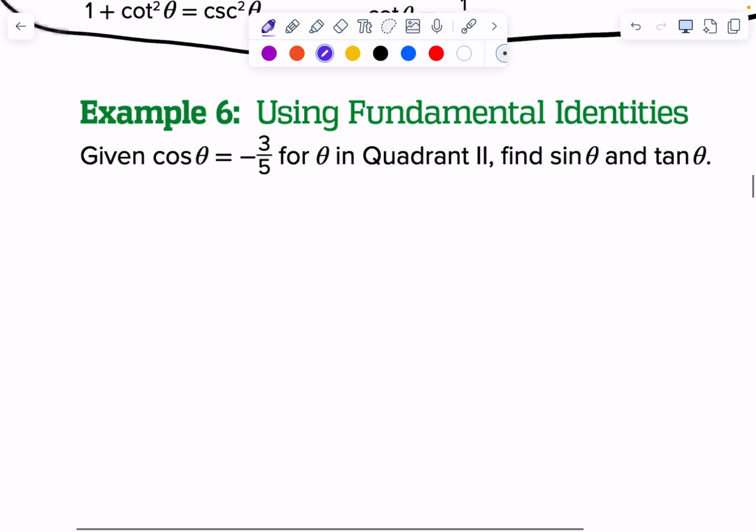Sine, tangent. This is not too bad. Oh, yeah, this is not too bad. Wow, easy context. Yeah. Okay.